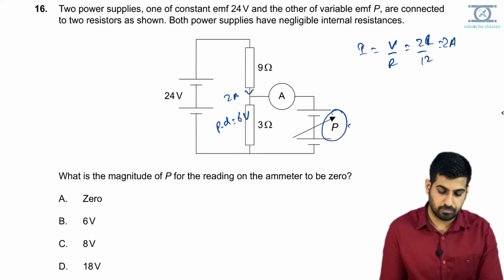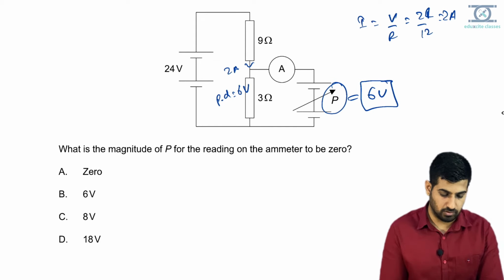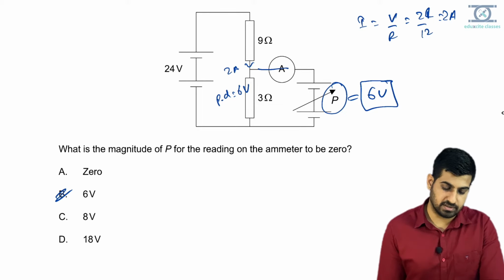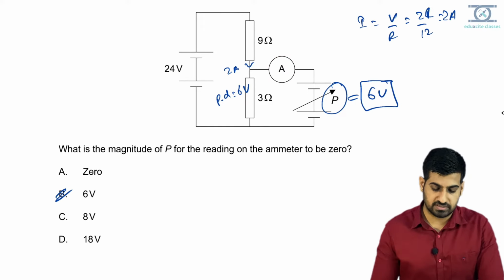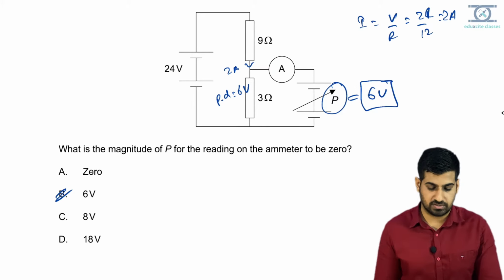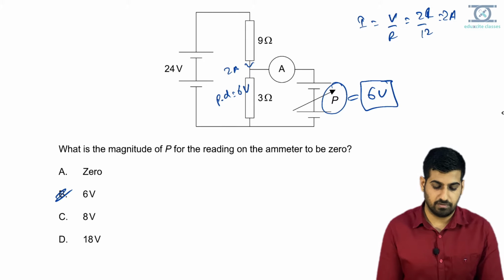So here also the potential drop provided by the EMF P will be 6 volt in the opposite direction. So the answer is 6 volt. Otherwise you can use Kirchhoff's law, taking the branch current as 0, and solve for that, but that is a longer way to solve. But simply, using the potential drop method, you can find that 6 volt should be the potential difference in the opposite order, so that it nullifies and therefore there will be no current flowing in this branch.